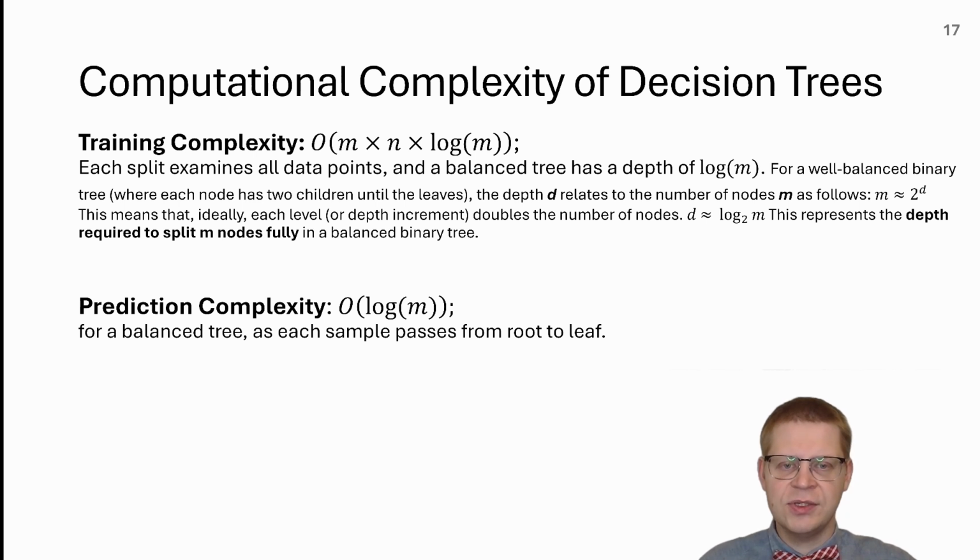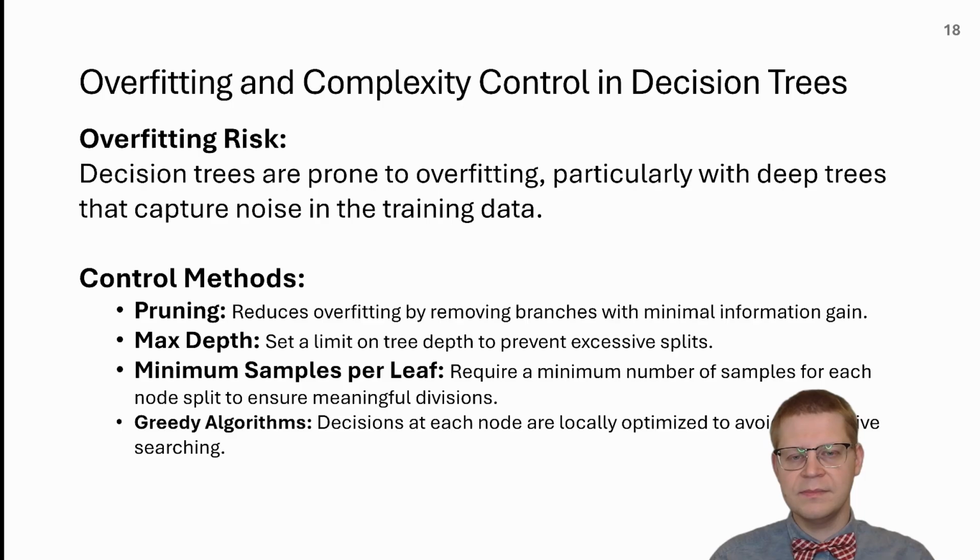Prediction is efficient due to the tree structure, which allows quick traversal from root to leaf. Decision trees can easily overfit due to excessive splits capturing data noise. Pruning and limiting depth are effective methods to control overfitting and improve generalization for trees.